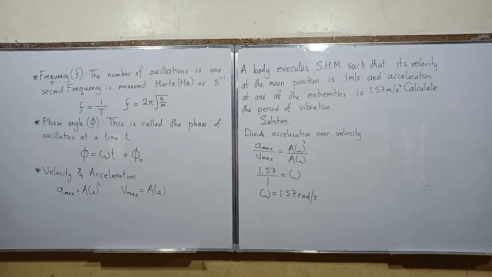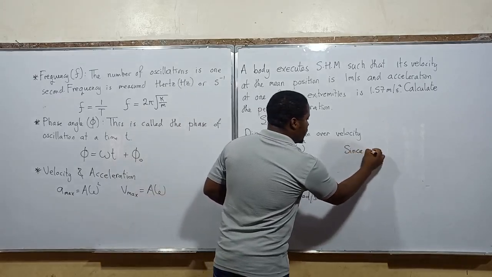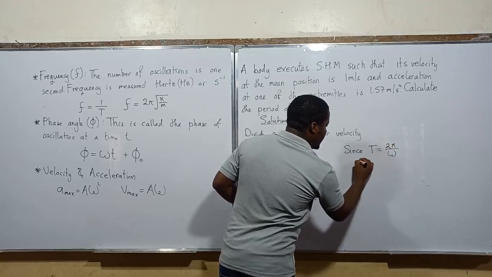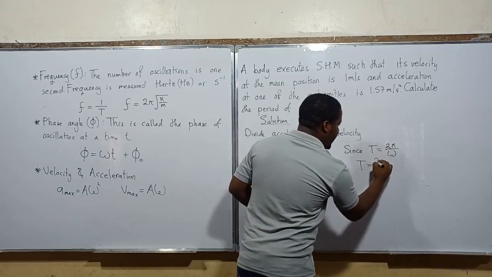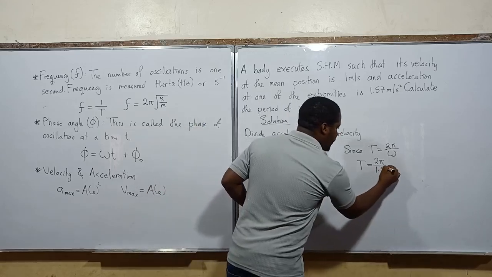Now, what are we looking for? Period. There's a formula which connects period and angular frequency. So period is equal to 2 pi over omega. Simple as that. Since period is equal to 2 pi over omega, period will be equal to 2 pi over our omega, the same value that we have, which is 1.57.